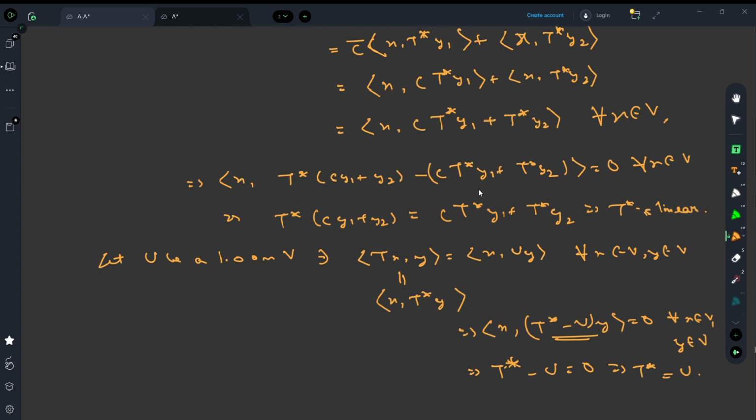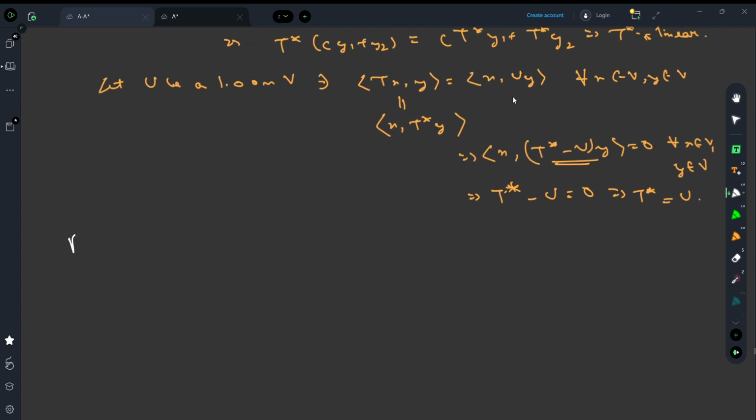So hence we have established a linear operator T* which obeys the case that if you start with the linear operator T, then the inner product of Tx with y is the same as the inner product of x with T* y, and also it is uniquely determined. For a linear operator T on V, T* is said to be its adjoint.